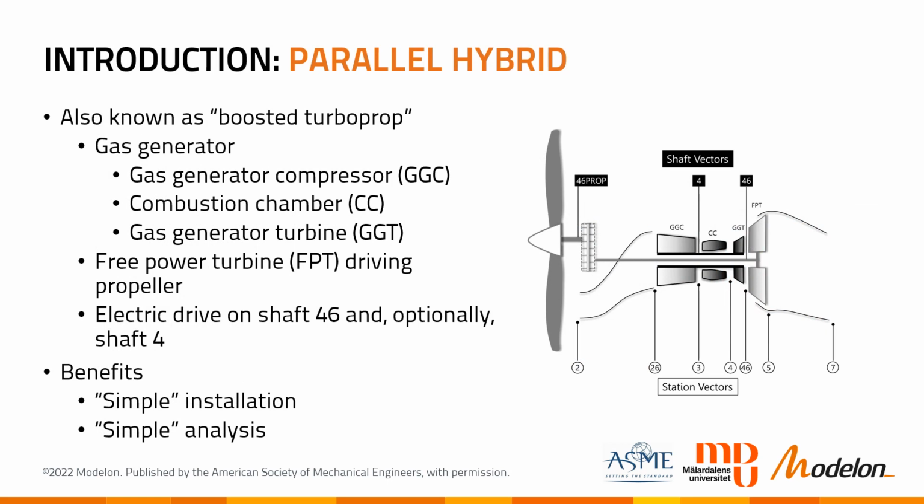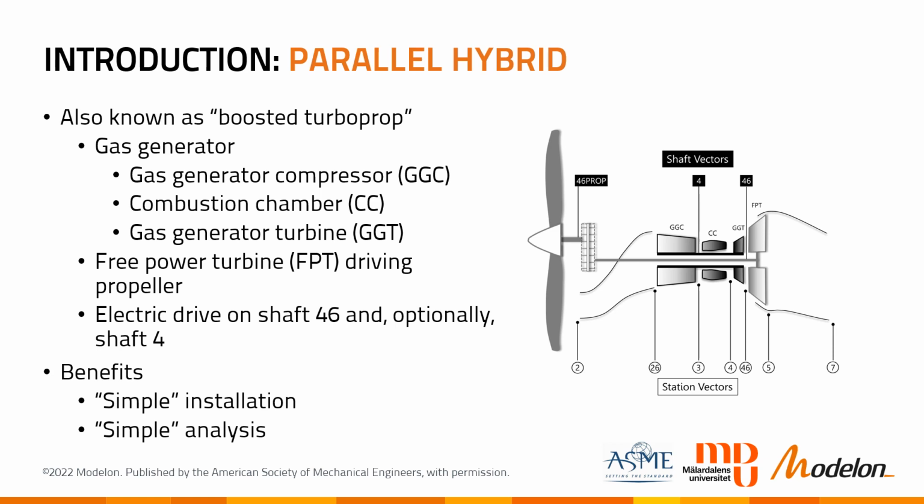Here we will discuss the parallel hybrid, which is also known as boosted turboprop. And you can see a schematic to the right. We have the familiar gas generator with the gas generator compressor, GGC, and the combustion chamber, CC, as well as the gas generator turbine, GGT, and also downstream a free power turbine, FPT. And this free power turbine drives the propeller via a reduction gear.